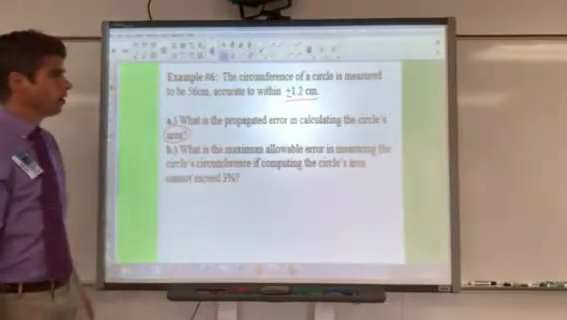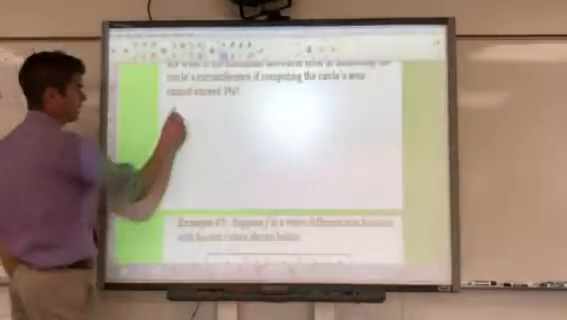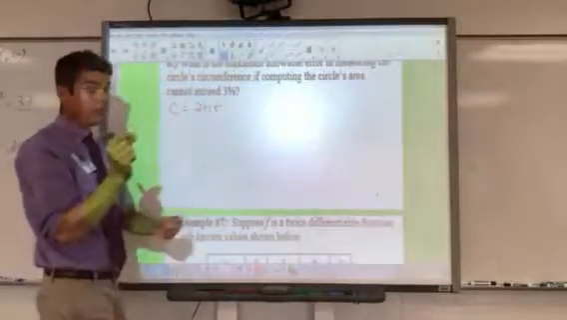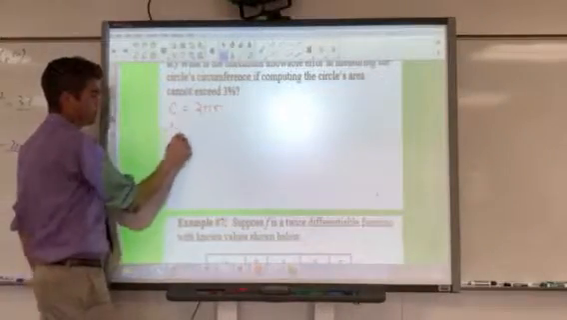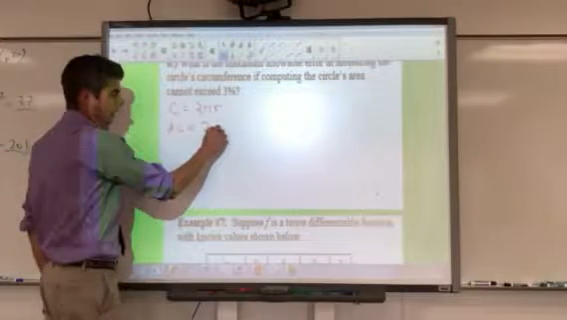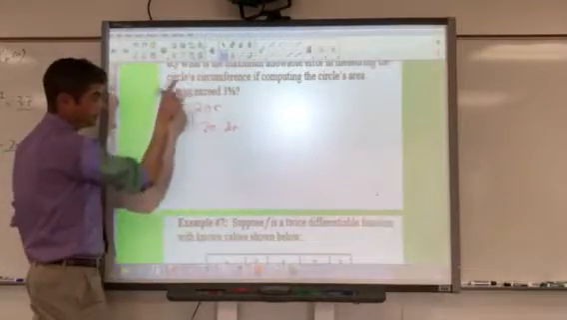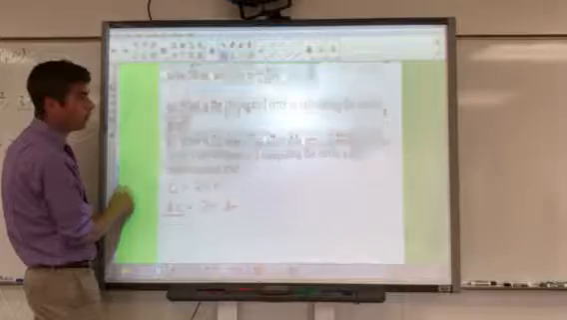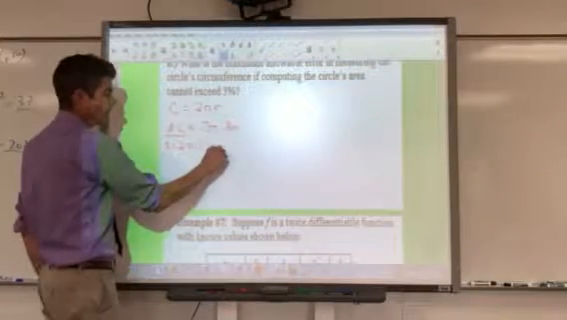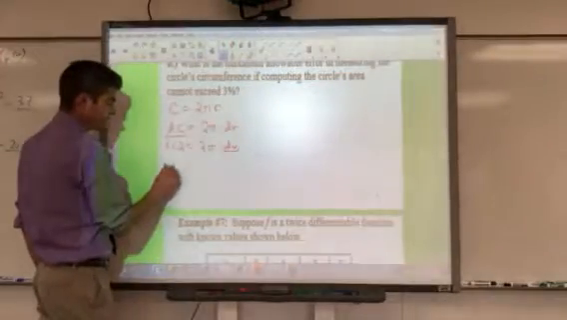So let's first start with circumference. Circumference is 2 pi r. Do the differential: the amount that C will deviate is the derivative, 2 pi, times dr. This dC was plus or minus 0.1, so 0.1 equals 2 pi times dr, and dr is what I'm looking for. So divide the 2 pi across.